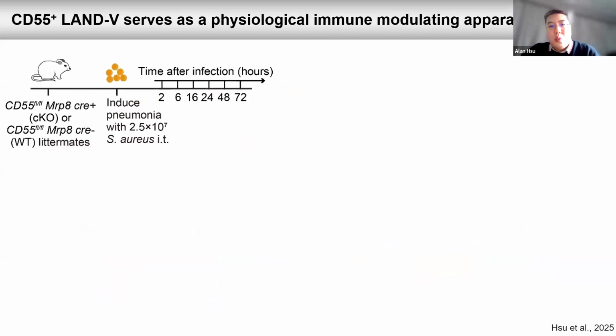So how does this happen in vivo? Because we've been giving the mice LAND-Vs, but what about normally? Because there's no reliable way to specifically knock out LAND-Vs, and we're still working on it, the best thing we can do is knock out CD55 on neutrophils specifically. So we built these mice, a CD55 tissue-specific knockout versus its flox littermates, and then we infected them with S. aureus and did a time course.